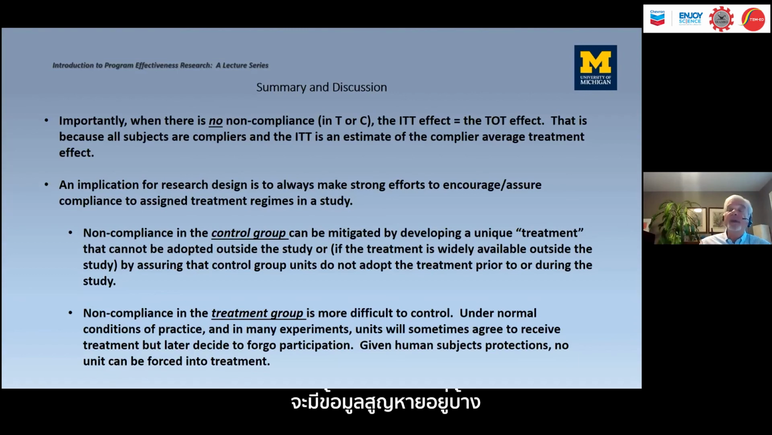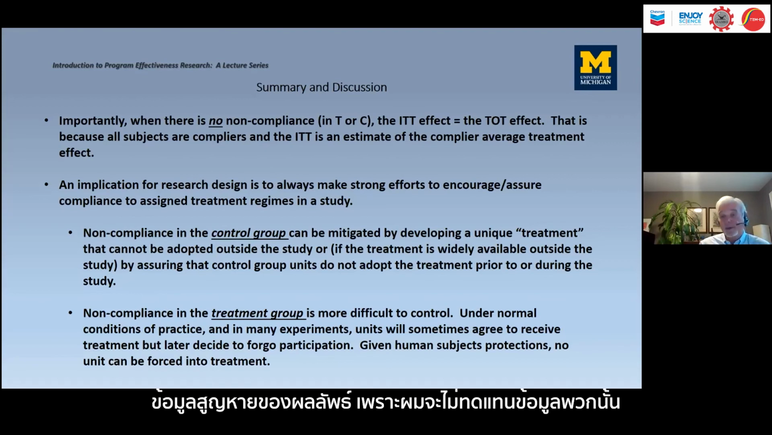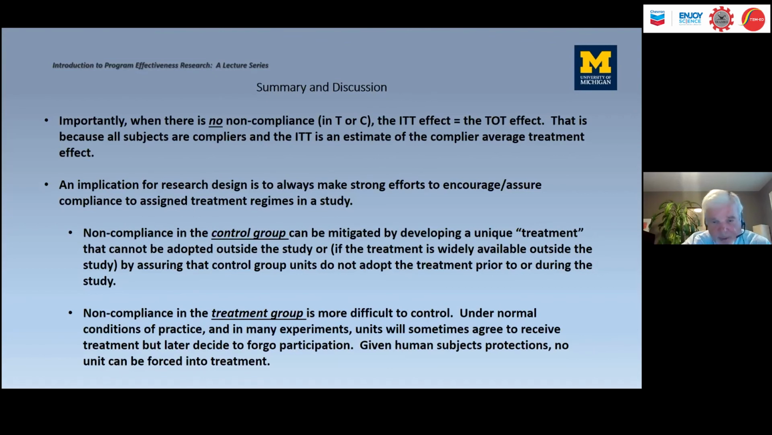There is going to be some missing data, okay? And the thing that I worry about most is missing data on outcomes, because I'm not going to impute those data. And then I have an attrition problem in my study, and we'll talk about attrition next time. Okay, so that's the answer to that one.